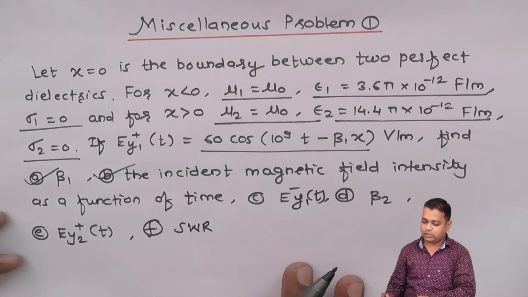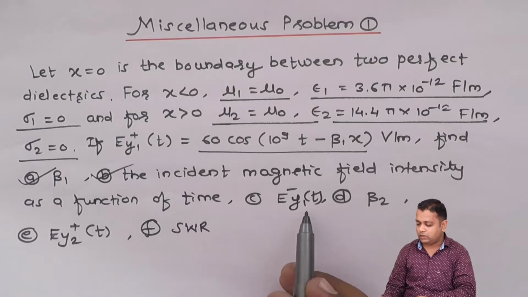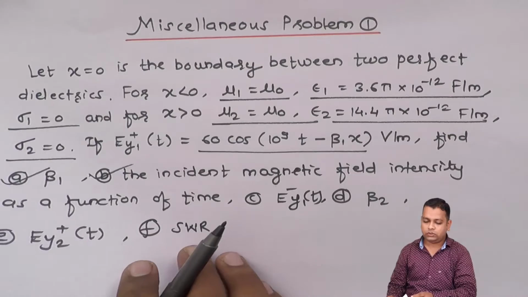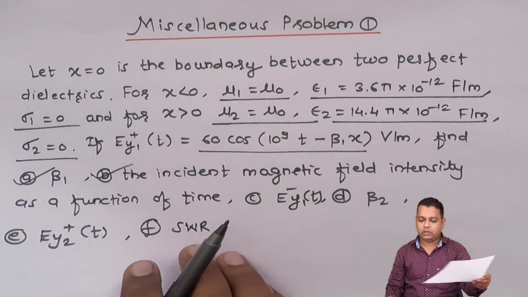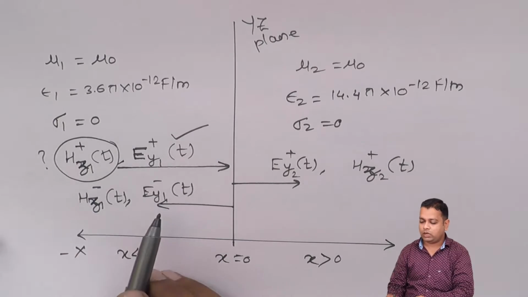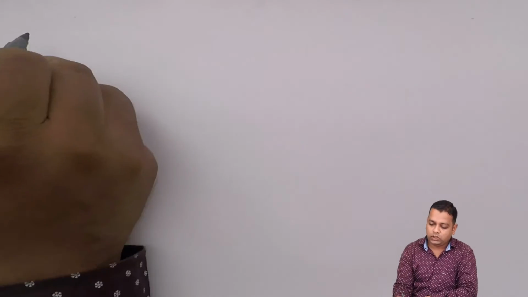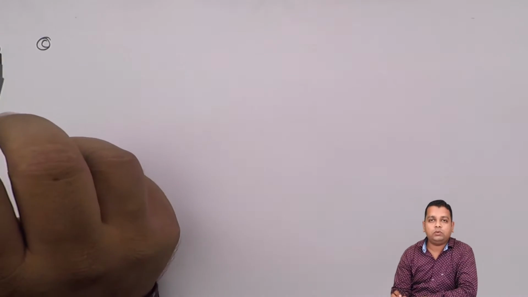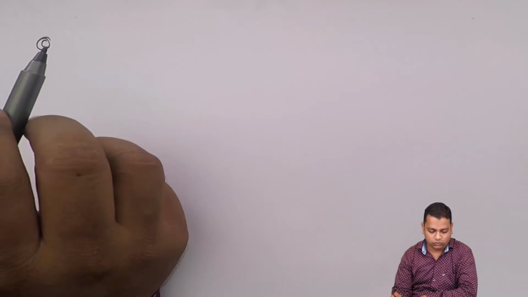Now the next part is part C. We require Ey1 as a function of t, with the minus sign on its head. Therefore, it is the reflected wave in medium number 1, which we have to calculate. So in order to calculate the reflected wave for part C, we will take the help of the reflection coefficient.